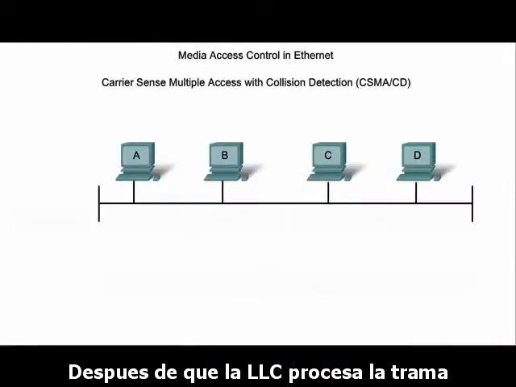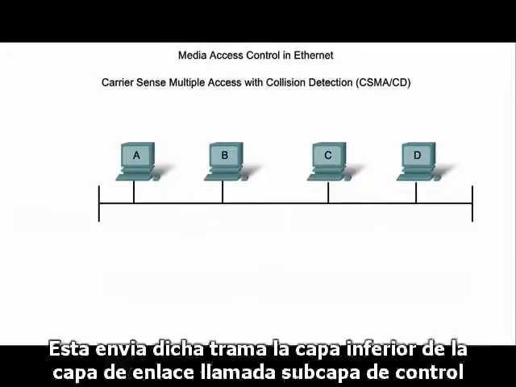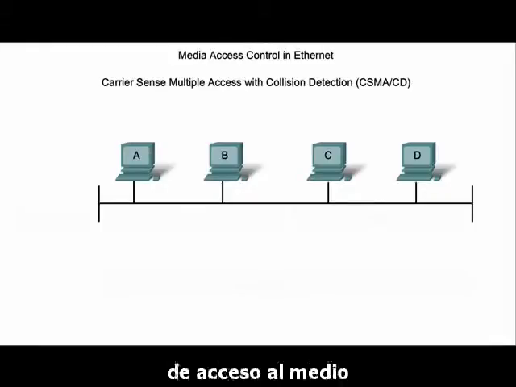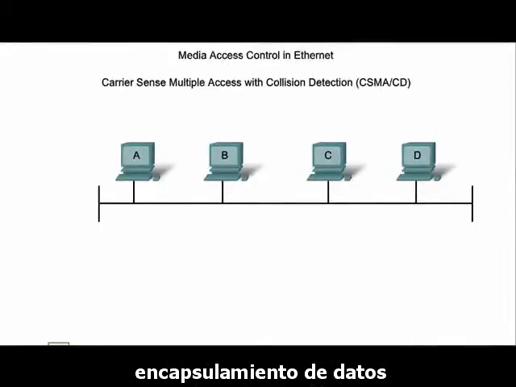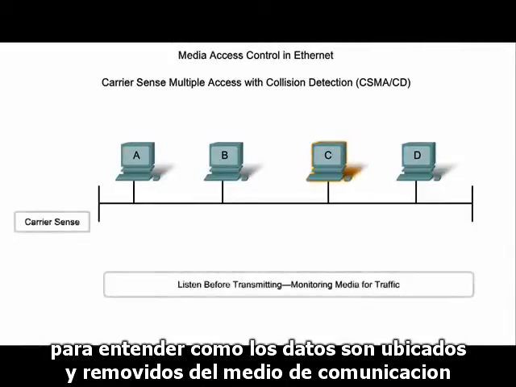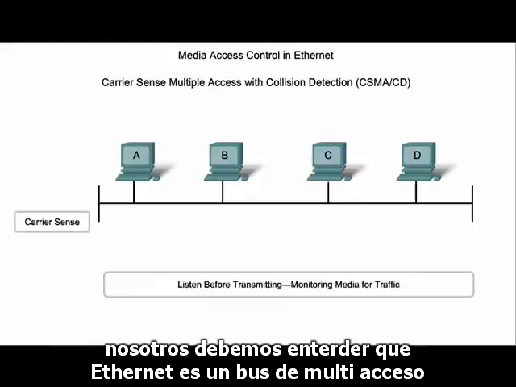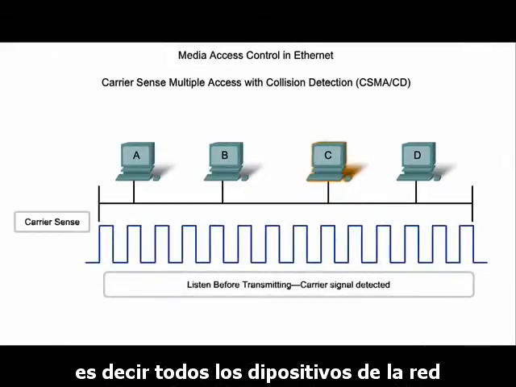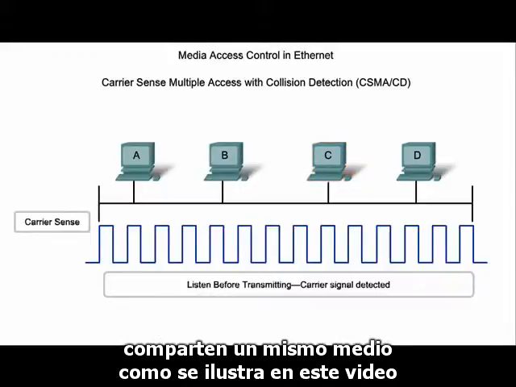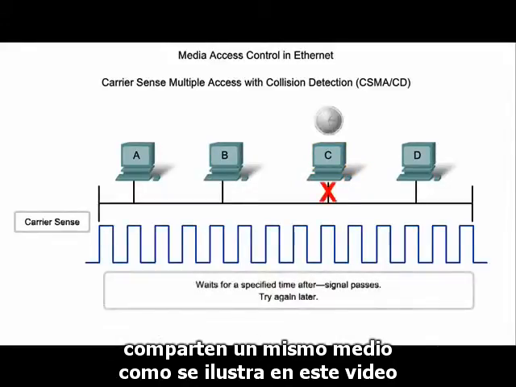After the LLC processes a frame, it sends that frame to the lower data link sublayer called the Media Access Control sublayer. This sublayer has two primary responsibilities: getting data on and off the media, and data encapsulation. To understand how data is placed on and removed from the media, we must first understand that Ethernet is a multi-access bus, meaning that all devices on a network share the same medium, as illustrated in this video.